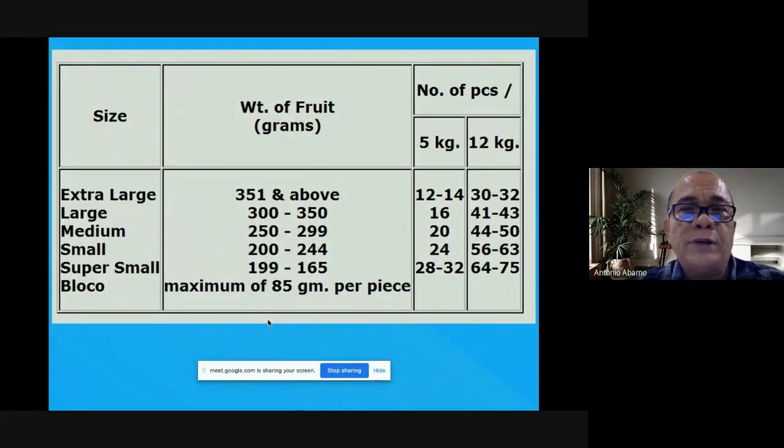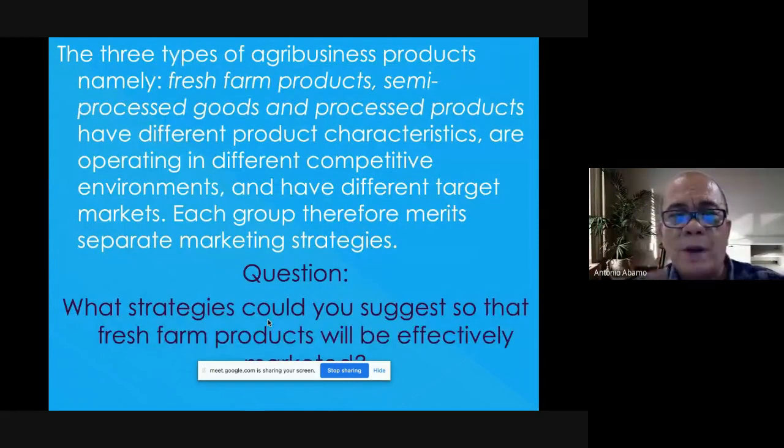No? There are three types of agribusiness products we have discussed: fresh farm products, semi-fresh farm products. Now, also you have processed products or finished products. Now, you might ask this question: what are the strategies that can be used for various products? Or what could be some of the marketing strategies that are applicable, that are appropriate for any particular product? Well, to answer that, we might as well discuss the various marketing strategies for various kinds of agribusiness products.